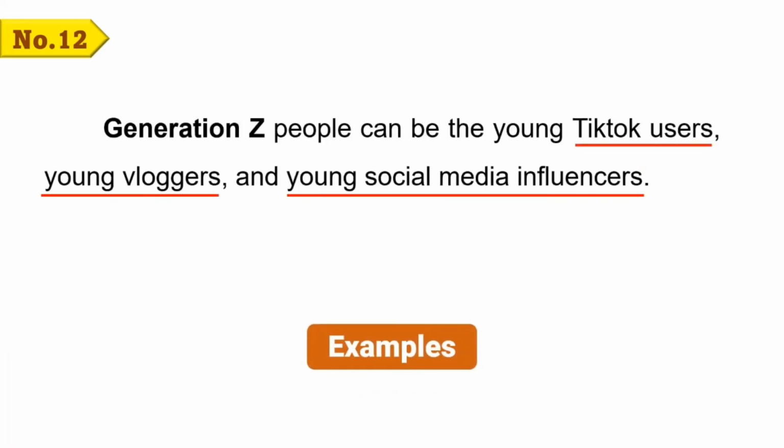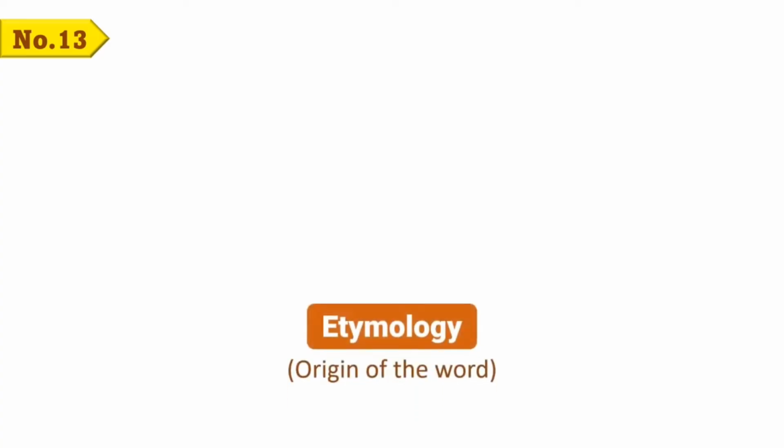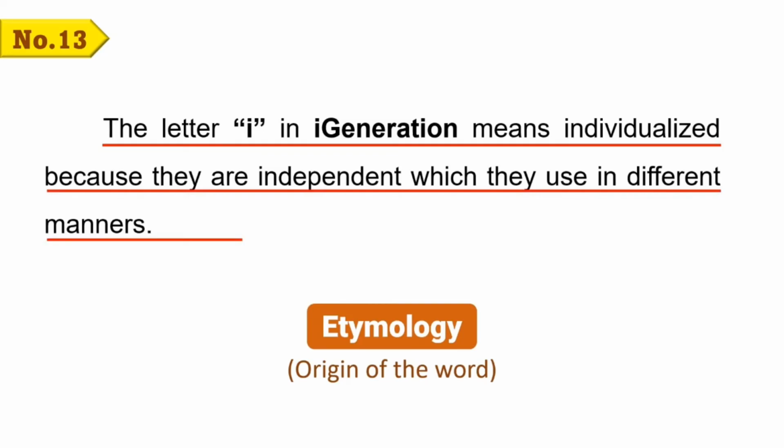You can also provide examples that contribute to the definition of term. Generation Z people can be the young TikTok users, young vloggers, and young social media influencers. You can also include etymology or word origins. For example, the letter I in I generation means individualized because they are independent, which they use in different manners.